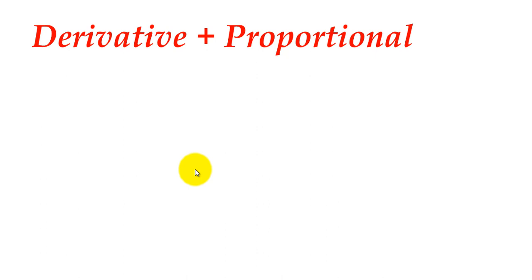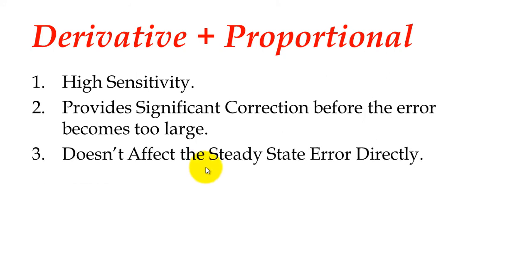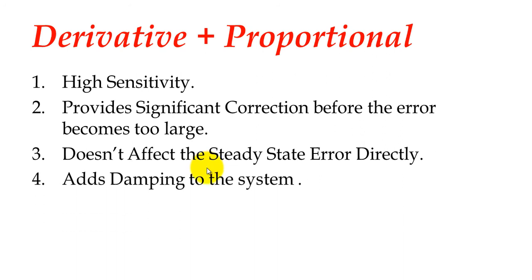Derivative plus proportional controller. The derivative controller has high sensitivity, provides significant correction before the error becomes too large, and doesn't affect the steady state error directly. It adds damping to the system which eliminates or removes the overshoot.